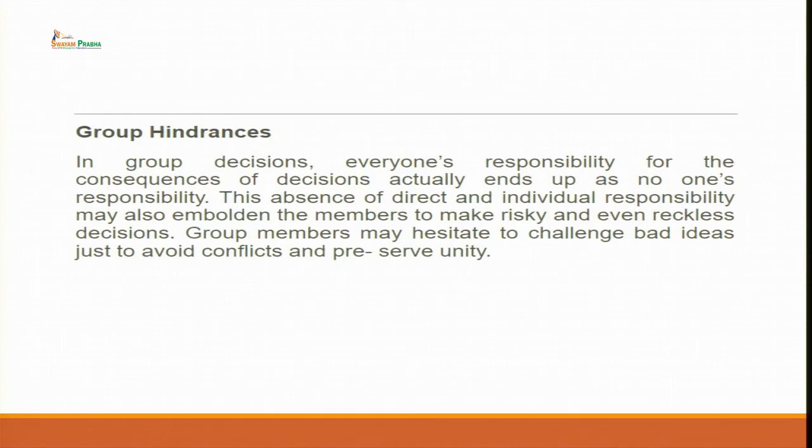Then comes group hindrances. In group decision making, everyone's responsibility for the consequences of a decision actually ends up being no one's responsibility. This is highly important. Now, it relates to the concept of social loafing, where when a person is working in a group, he tends to restrict himself from giving his best. Why does he tend to restrict? Because he believes that he should not showcase his best ability at this moment. Similarly, when responsibility is common, generally people believe that the other person will do it, and the other person thinks that the first person will do it, and it ends up being no one's responsibility.